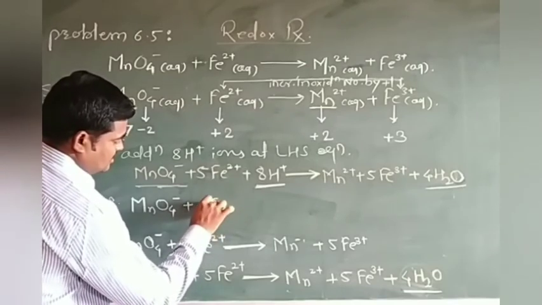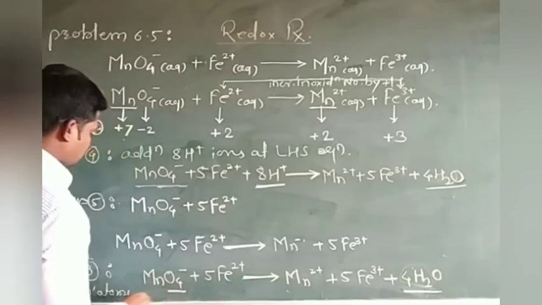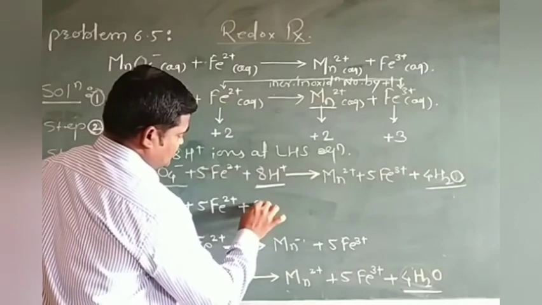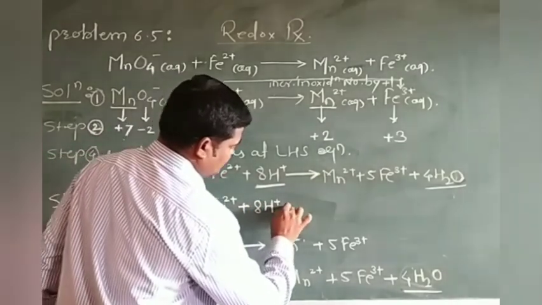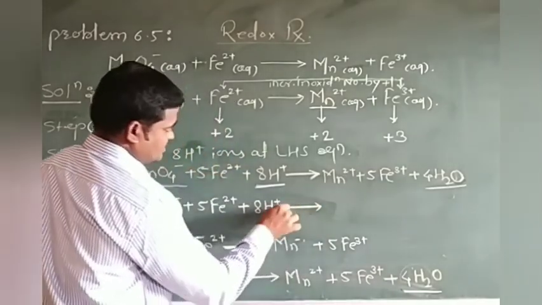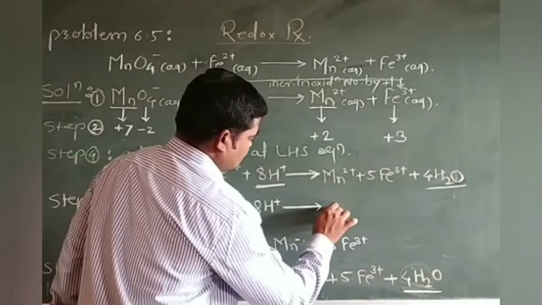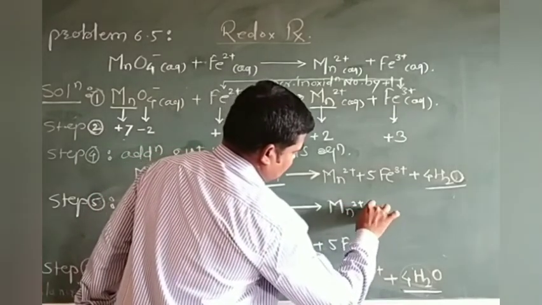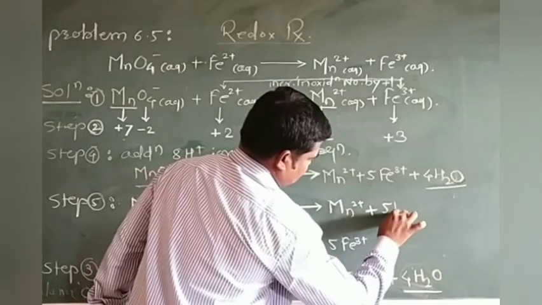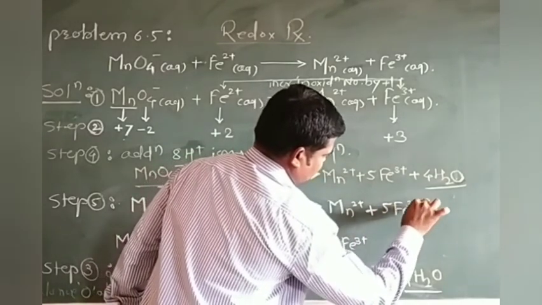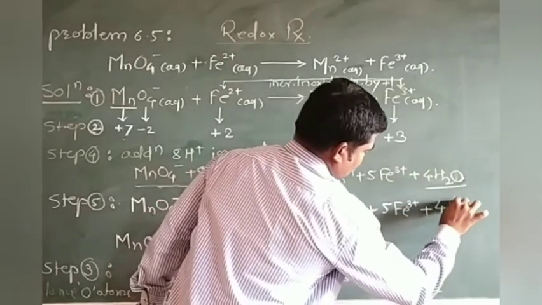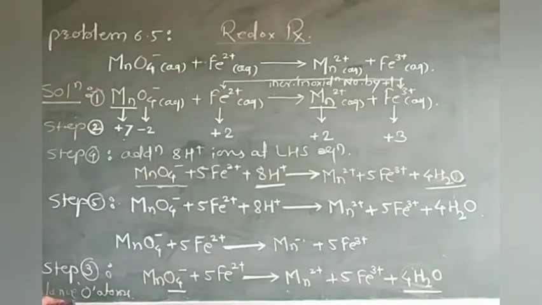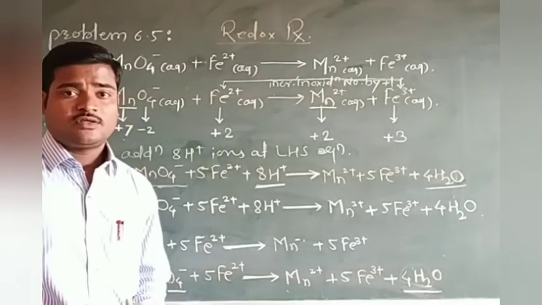So by making sure, in the next step, that is step number 5, I will rewrite the above equation as it is after confirming whether the charges, oxygen atoms as well as hydrogen atoms are now balanced or not. So here all the terms are now balanced. So I will write as it is. So this is the complete balanced redox reaction in acidic medium.